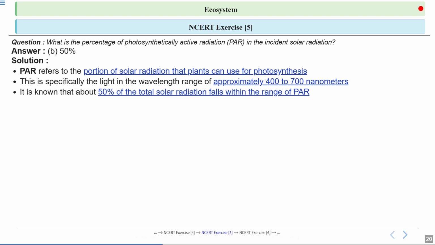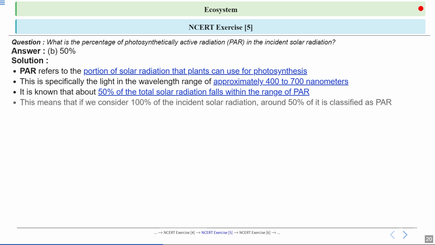So, PAR we have already discussed. It refers to the part of the sunlight spectrum that plants can use for photosynthesis. So, about 50% of the total solar radiation that reaches Earth falls within the PAR range, which is between 400 to 700 nanometer. Now, when we look at the sunlight that reaches the Earth, about half of it or 50% is in the part of the light spectrum that plants can use for photosynthesis, and this is known as photosynthetically active radiation. This we have discussed.